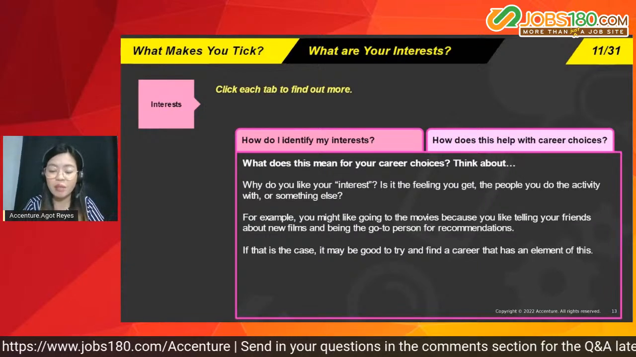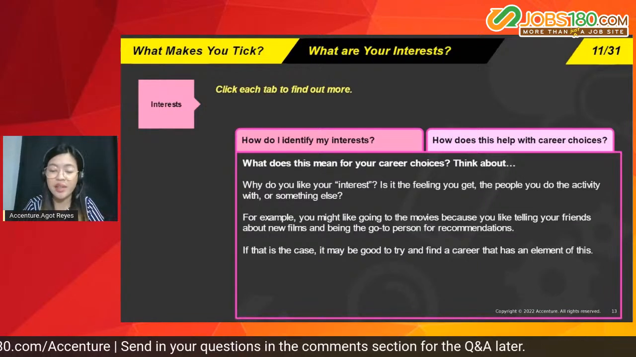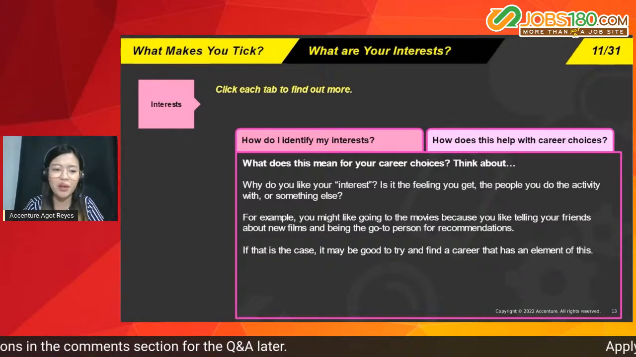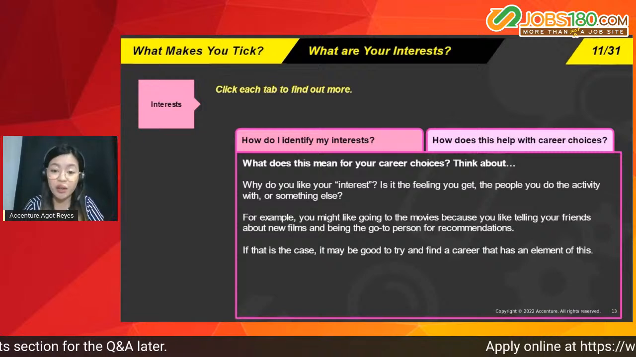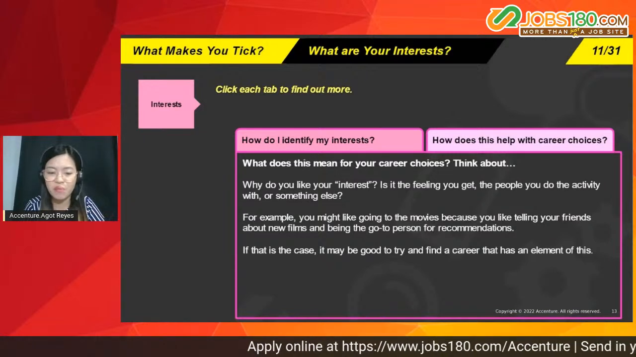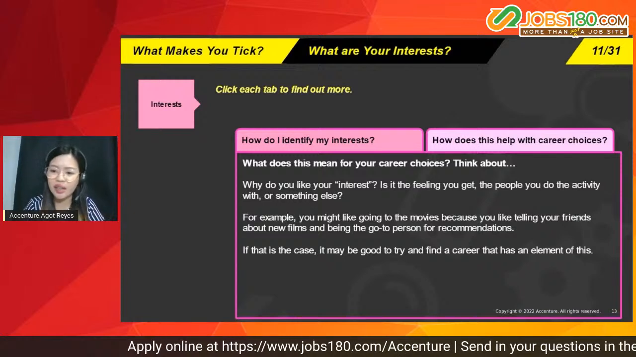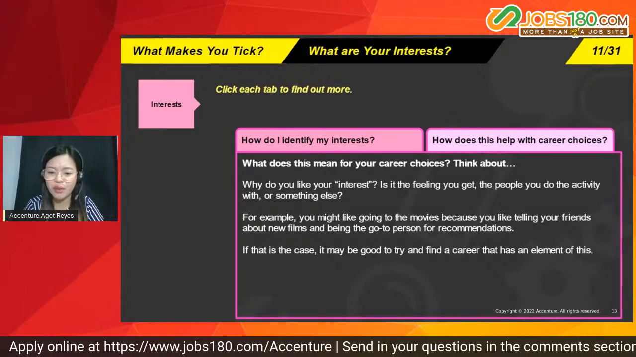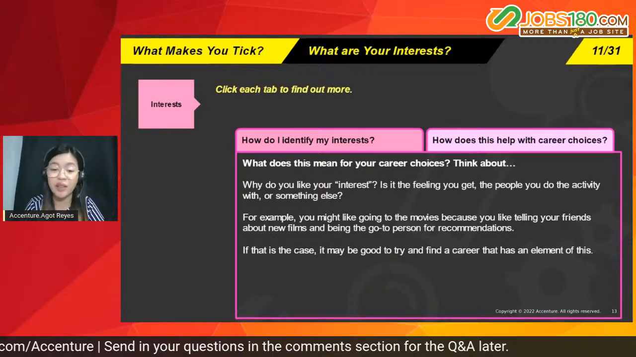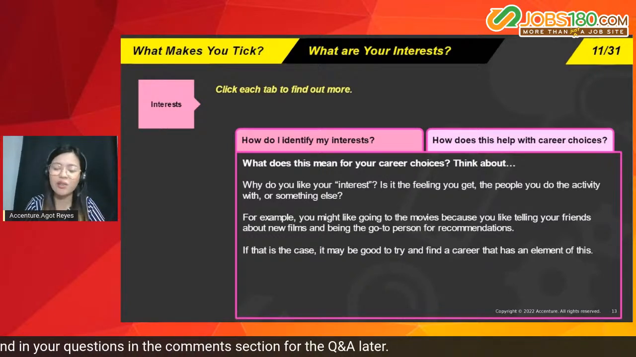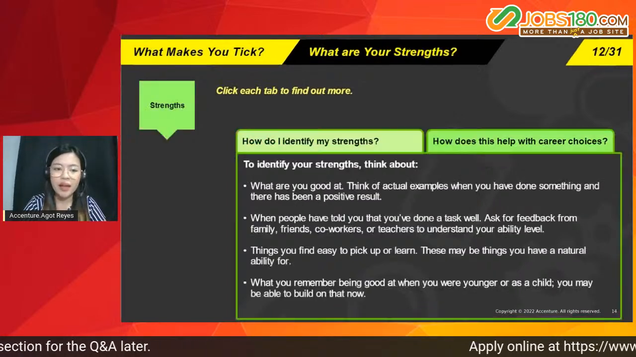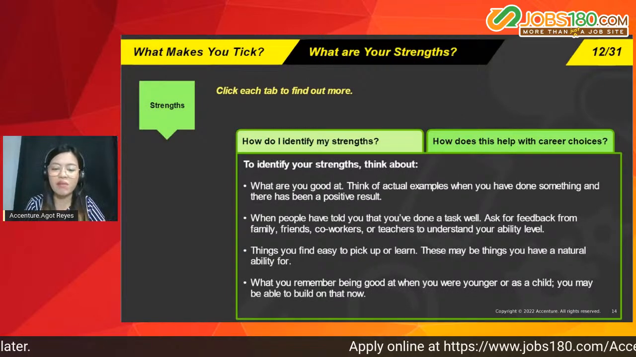So, if that's the case, it may be good to try and find a career that has an element of this. So again, same with me, no. So I like talking to people. So yun yung reason why I took up psychology before, and why I tried to have a goal of being a future HR, or at least a clinical psychologist before. Parang yun yung gusto kong gawin dati. But here in the Philippines, for most entry level graduates in psychology, the usual path is for them to go through HR. Ayan.